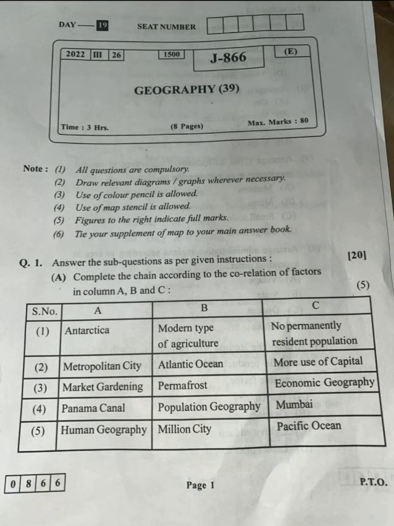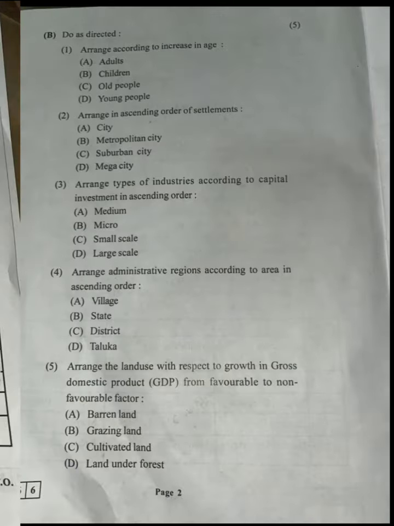Next question is market gardening. So in column B, modern type of agriculture is the right answer, and in the case of column C, more use of capital is the right answer. Next is Panama Canal. Panama Canal joins Atlantic Ocean and Pacific Ocean, so column B may say Atlantic and column C may say Pacific. Next is human geography. Column B is population geography and column C is economic geography. So both population and economic geographies come under human geography.